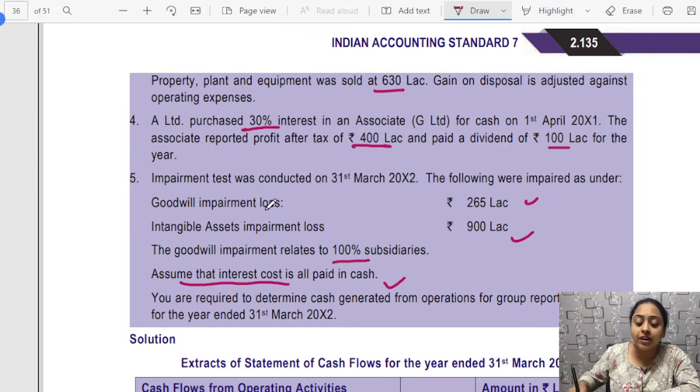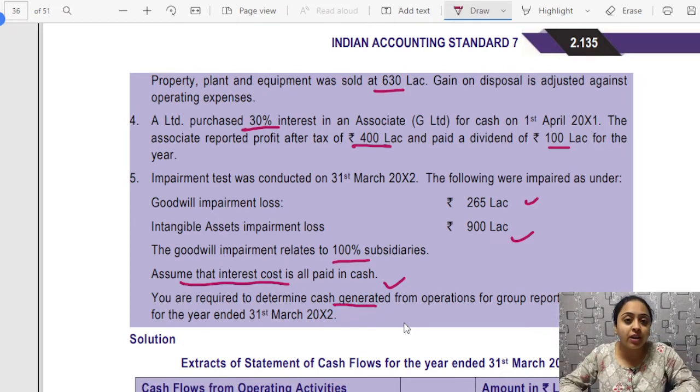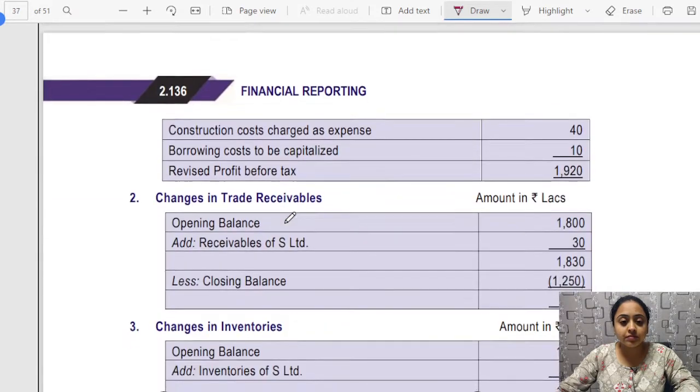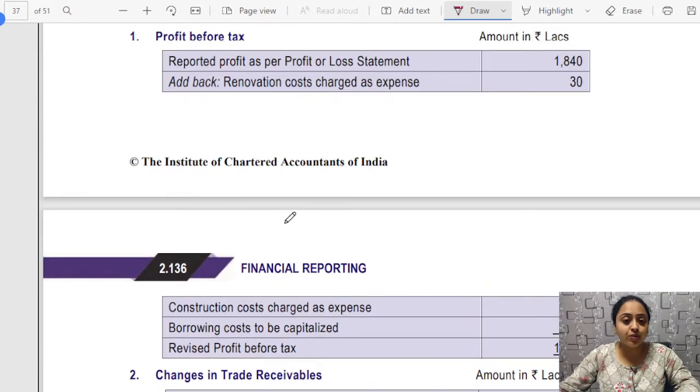You are required to determine cash generated from operations for group reporting purposes for the year ended 31st March 2002. You need to make a cash flow statement and work out what the cash generated from operations amount should be. We'll head towards the working note first.